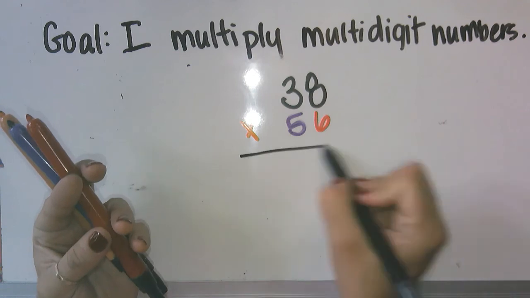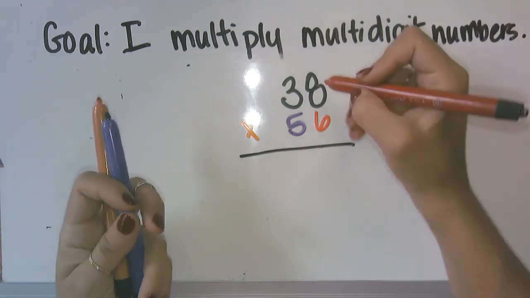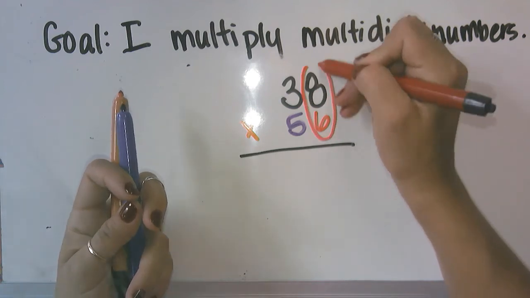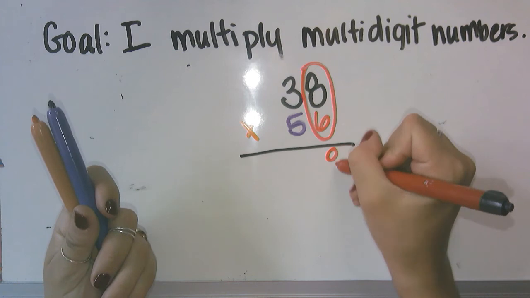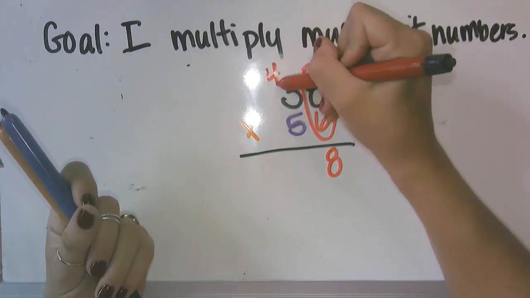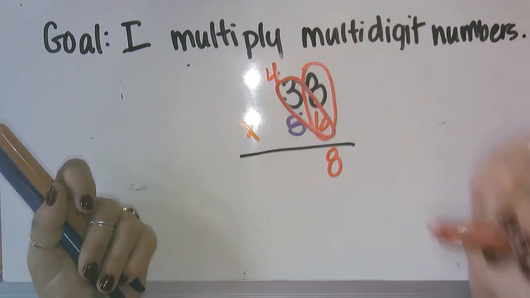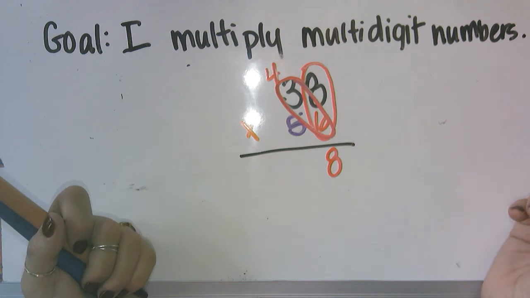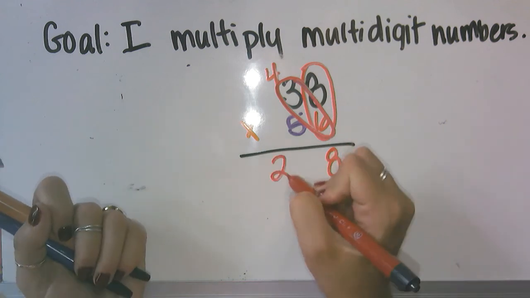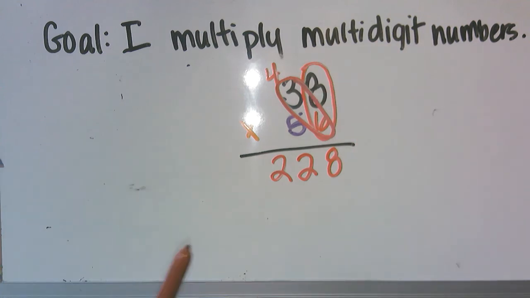Okay, so if you remember what we just talked about, we're going to start with our ones. So we're going to do 6 times 8, and 6 times 8 is 48. So I write down my 8, and I carry my 4. Then I need to do 6 times 3, and 6 times 3 is 18, plus 4 is 22. So I'm going to write down 22. Now my 6 has multiplied both of my numbers, so I am done with it.